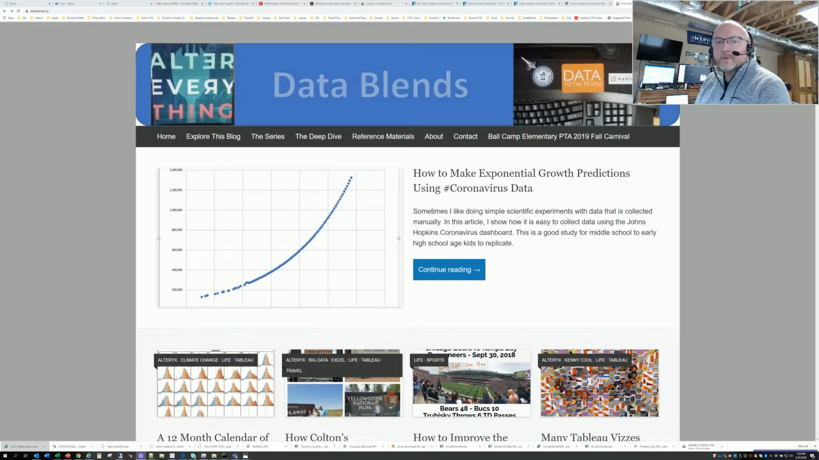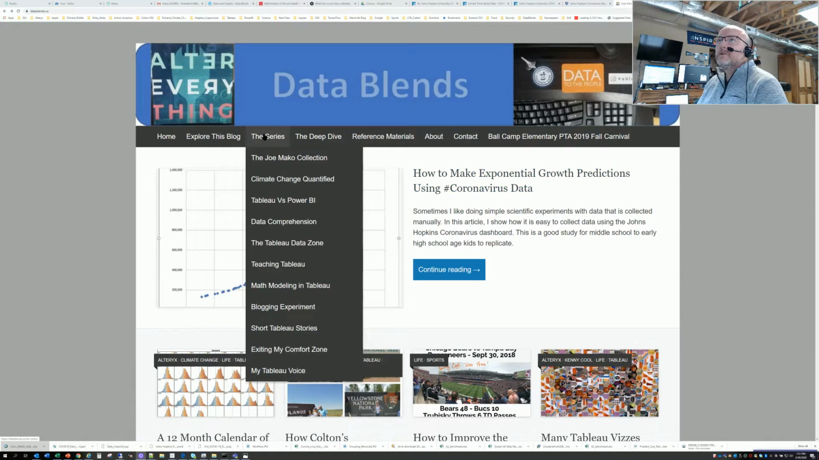A few days ago, I wrote this article about how to make exponential growth predictions using coronavirus data. And it's on datablends.us, and I've had some questions about the growth factors and how you could do some more in-depth modeling. So I'm going to add a little bit more detail to this.